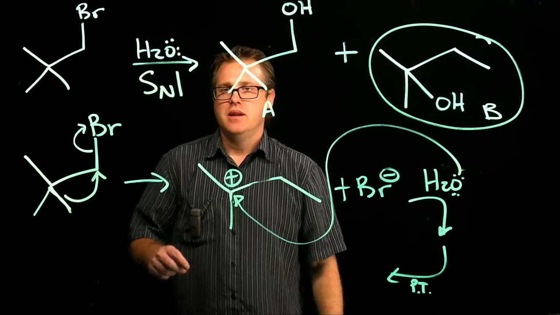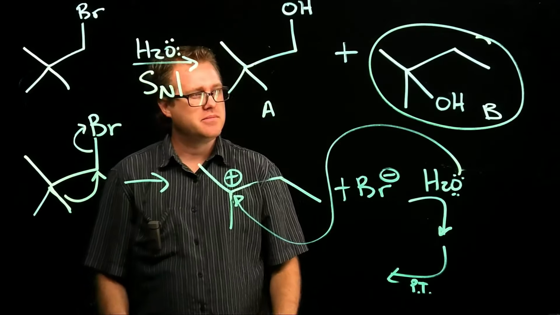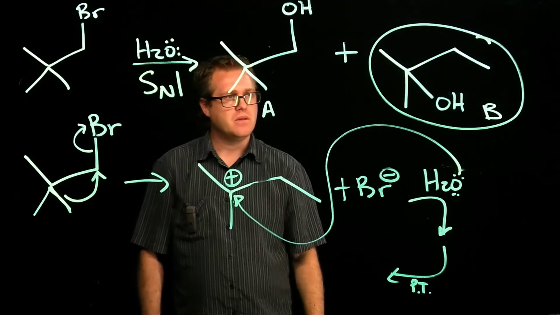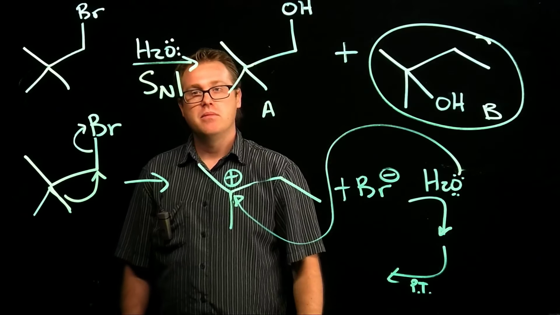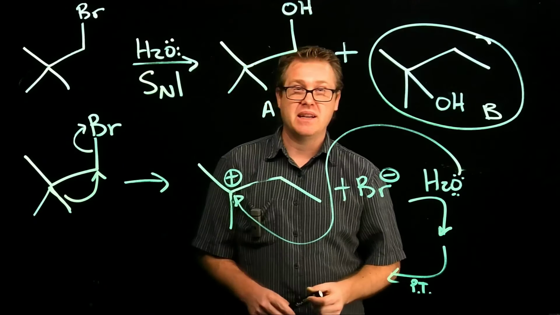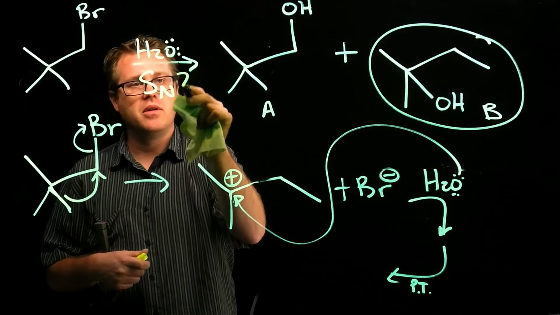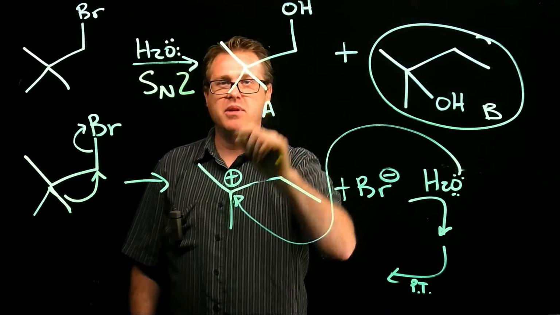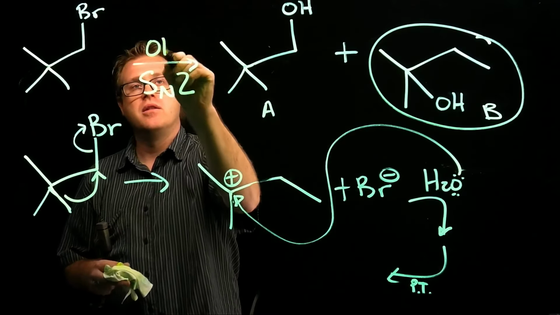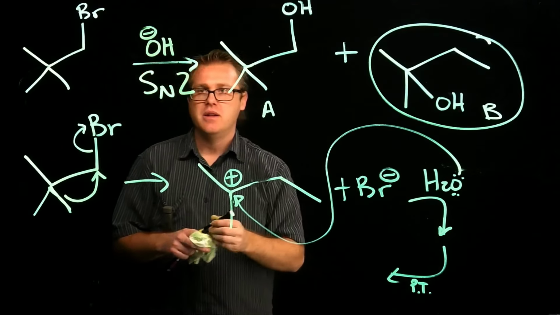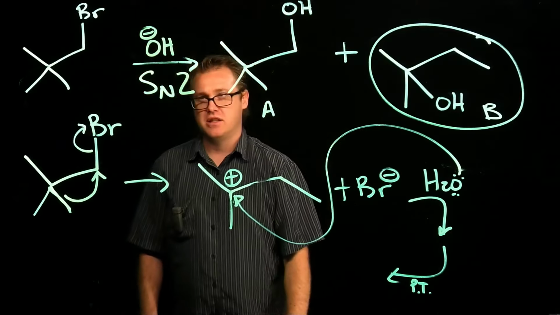I'm putting a stipulation on this, though. I'm saying, hey, this is an SN1 mechanism. Now, could you get to this product via a different mechanism? You could, if you invoked an SN2 mechanism. If you invoke an SN2 mechanism, then you would generate this product. But remember, with an SN2, you have to use a strong nucleophile. If you did that reaction, then you would start seeing A as your major product here.